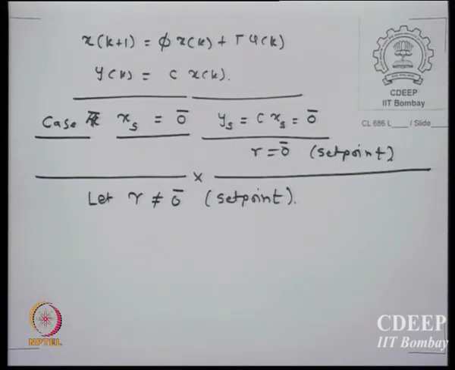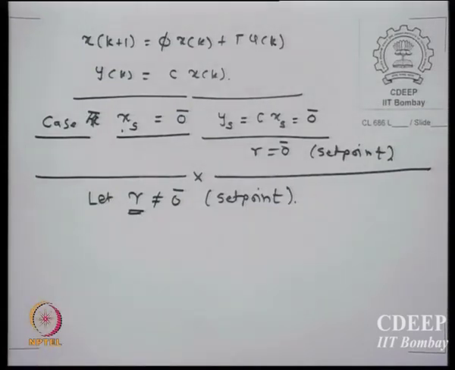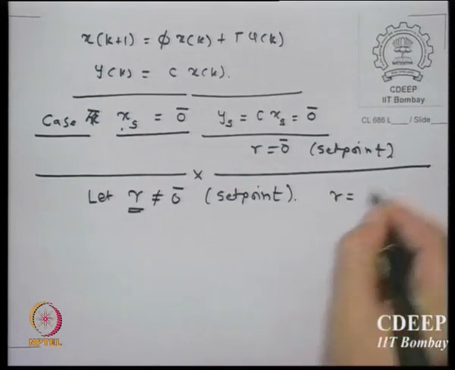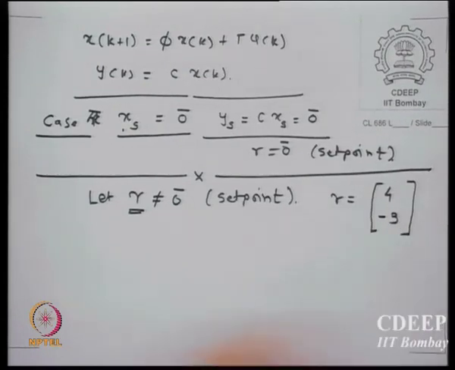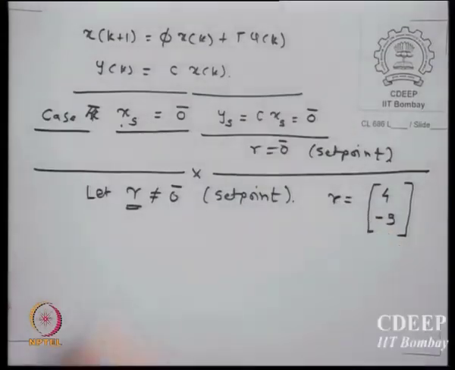Now what I am going to do is find out the value of the steady state xs, which corresponds to r, which is not equal to 0. Suppose we take our level 4 tank problem, and r you have given as 4 centimeters and minus 3 centimeters. These are deviation variables with reference to the initial state. I want to go to plus 4 and minus 3. In tank 1 and tank 2, I want to raise the level of tank 1, I want to reduce the level of tank 2. So this is my r.